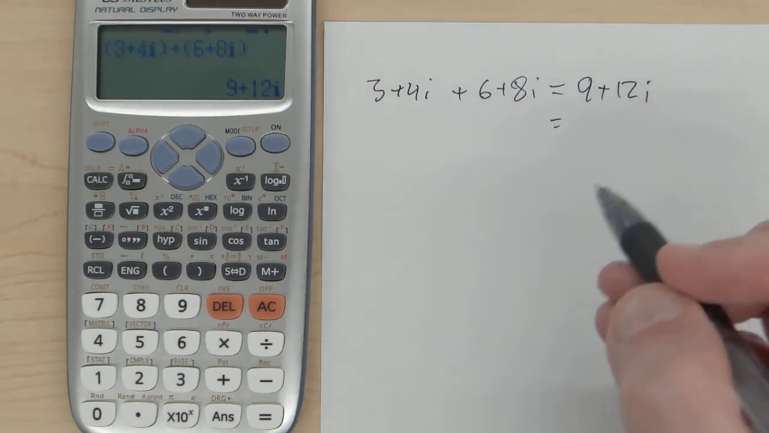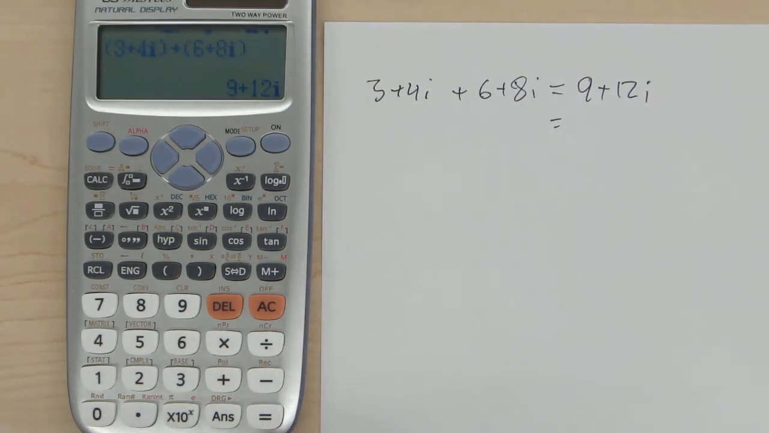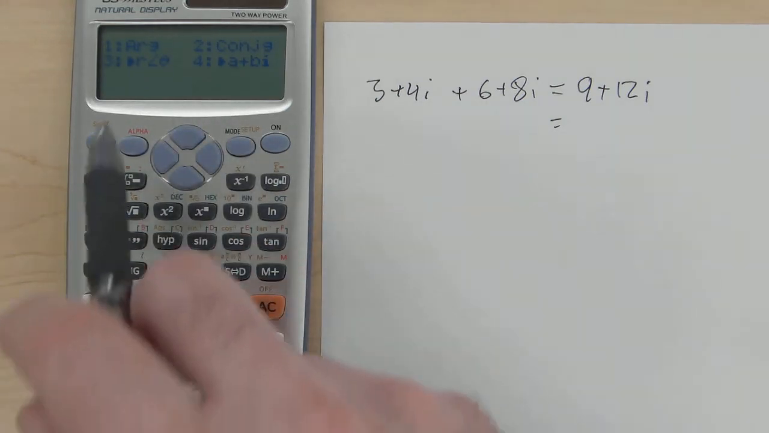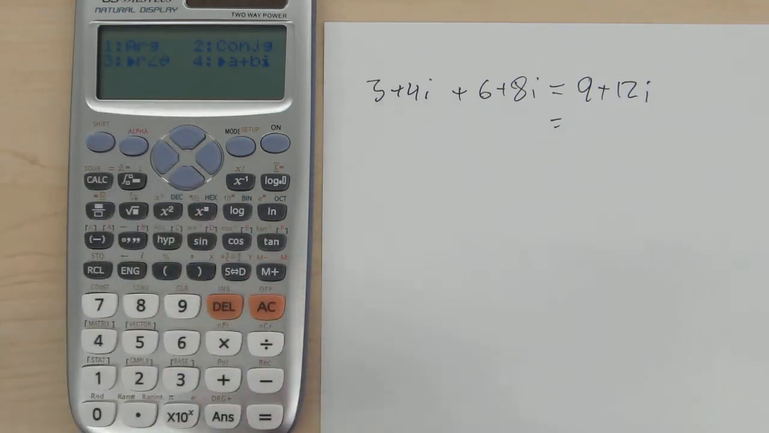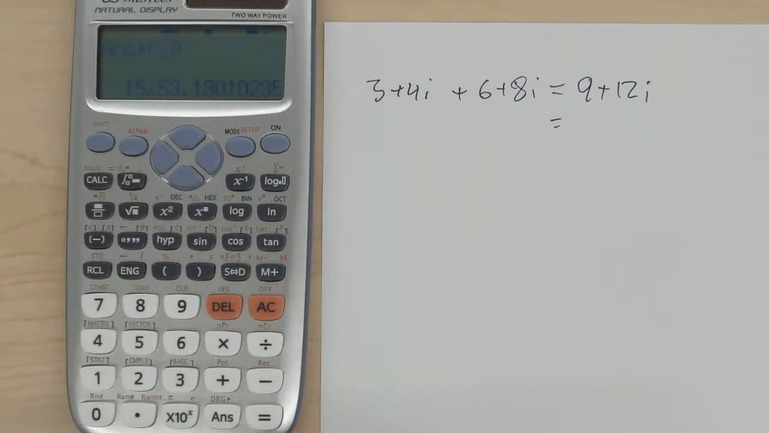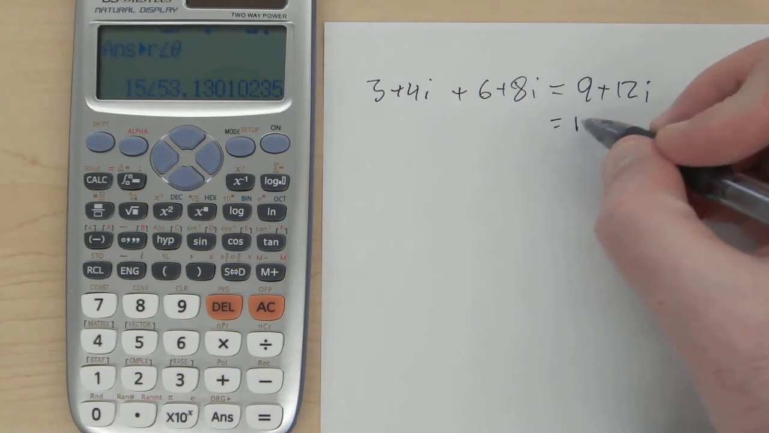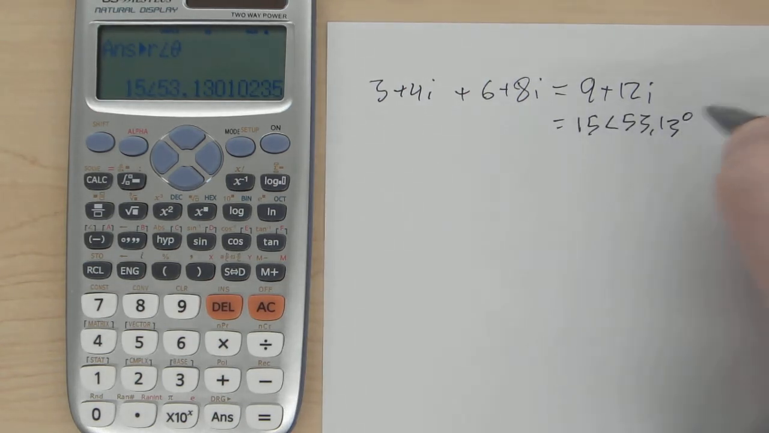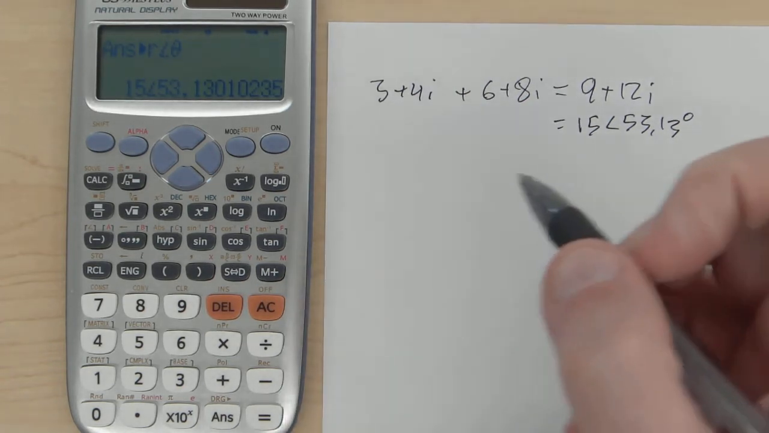Well, that's the Cartesian form, but we might also want to have the polar form. So we find the polar form by saying shift complex. So there's complex right over the 2. This gives us a menu of complex number functions. And the third function is to convert to r theta. So I hit 3. It says, okay, we're going to convert the answer to r theta format. So I hit equals, and it says that the answer is 15 with an angle of 53.13 degrees. And that is in fact the right answer.